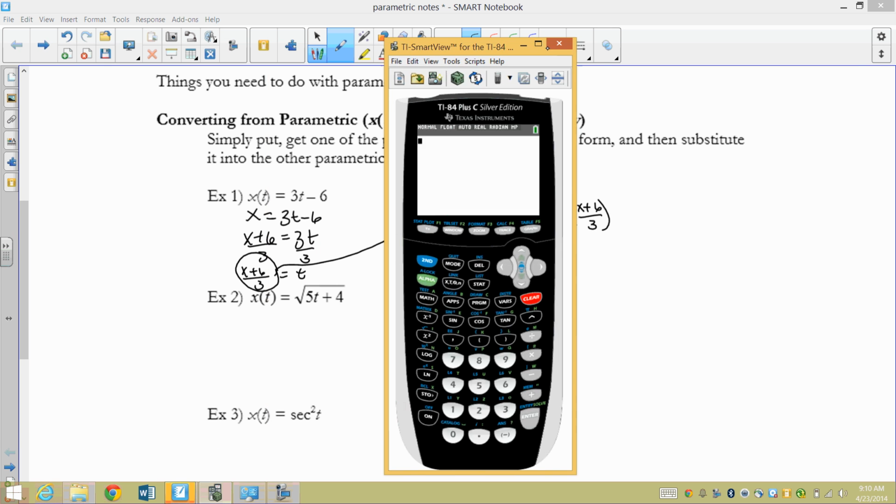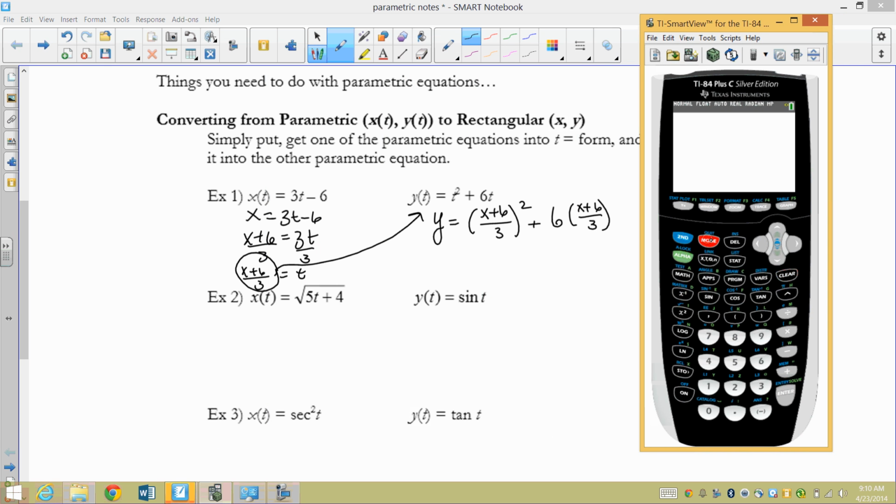So if I take my calculator and I go to mode, yours looks a little bit differently than mine, but mode parametric, and then I go into y equals, it now says x1t and y1t. And basically what that means is you can type in the two equations and it'll graph them at the same time. So if I have x of t is 3t minus 6, I'm going to type 3t minus 6. And then y is t squared plus 6t. And then if I graph it, I'm going to zoom 6 graph it. If I graph it, there's my equation.